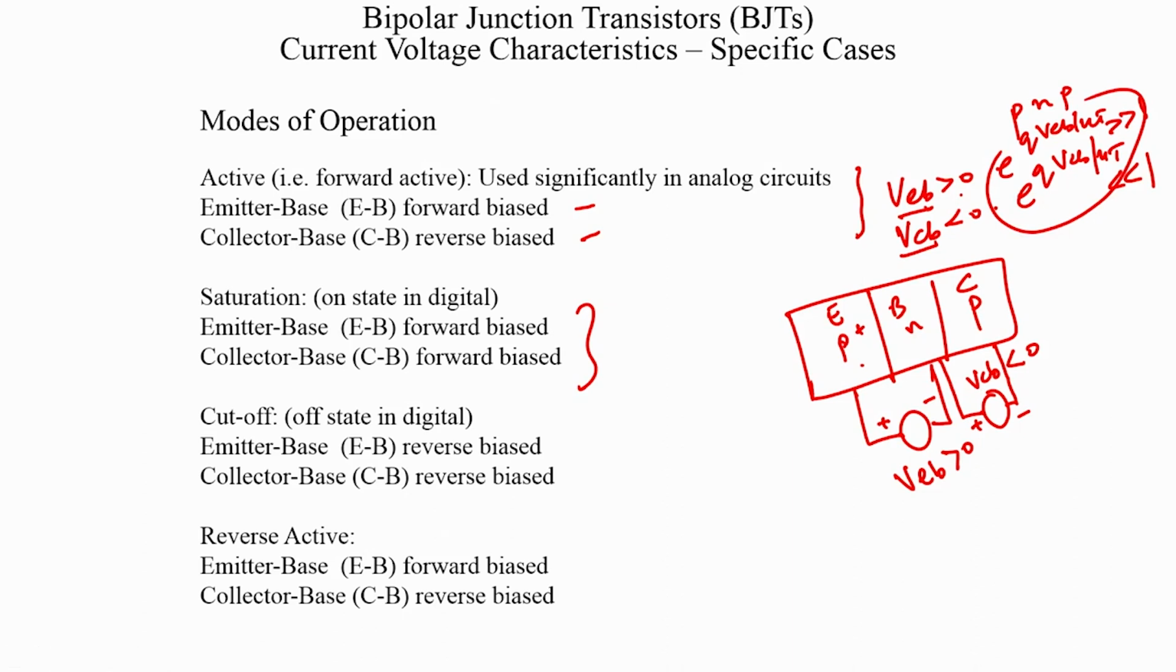On the other hand, for saturation mode you have both of them greater than 0, and therefore both the exponents are going to be much greater than 1, and in the case of cutoff the exponents are going to be less than 1, and so on.